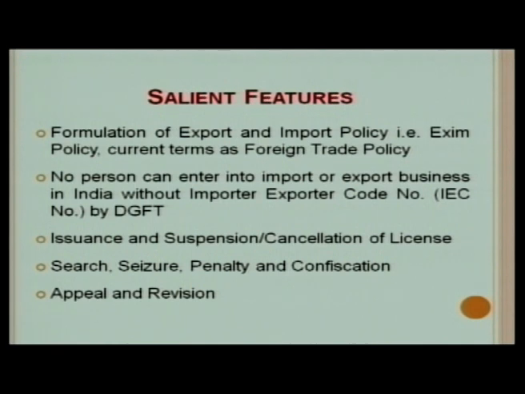If we try to understand the salient features of the FTDR Act 1992, it basically focuses on formulation of export and import policy, that is the EXIM policy. This is the earlier name of the foreign trade policy. No person can enter into import or export business in India without an Importer Exporter Code number, which means the IEC code, which is issued by DGFT. It also covers issuance, suspension or cancellation of license, search, seizure, penalty and confiscation, and appeal and revision provisions. So, these are the general provisions which are available in the FTDR Act.